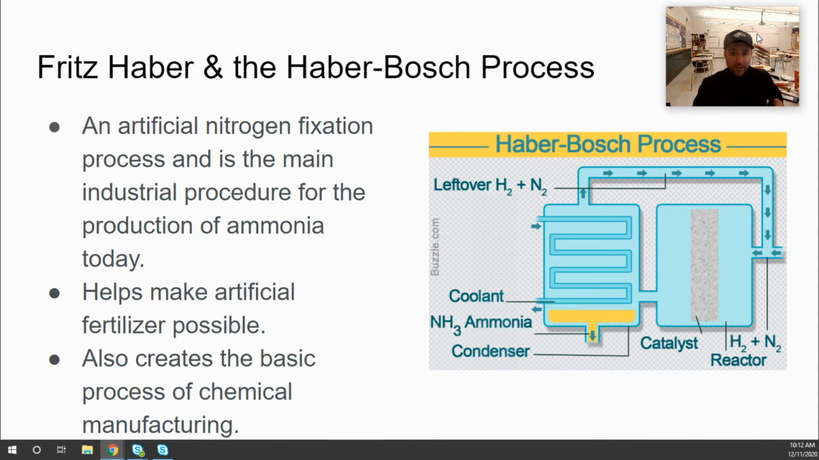This is important because it allows the manufacturing of artificial fertilizers, something that will play a more significant role in the 1900s than it will in the 1800s. But it also lends credence to the idea of how chemicals can be manufactured. And so it's not just going to be this. The basic ideas and concepts of this would then be used to manufacture all chemicals that you can think of. So it has huge implications and impacts on future generations.